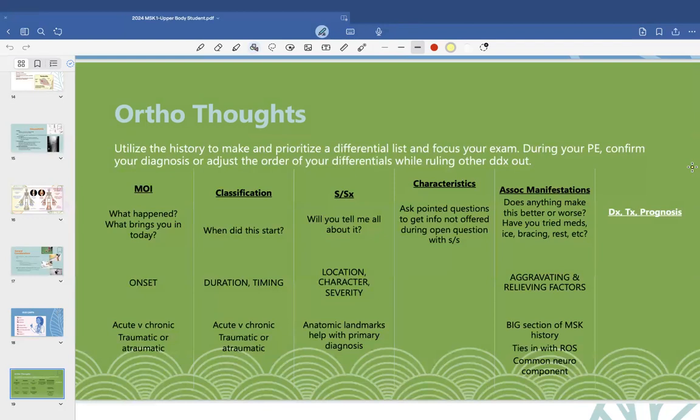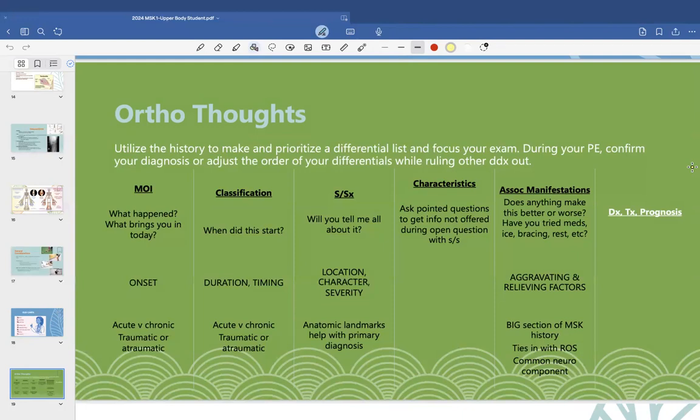And once we get all of that, we can probably come up with a diagnosis, treatment, and even prognosis for our patient before we've even laid our hands on them. Not that we should be jumping to conclusions, but in terms of being efficient and organizing your thoughts as you go, by the end of the history, you should have a pretty good idea of what's going on. That'll help you narrow your physical exam and focus it down, and then get on to the rest.